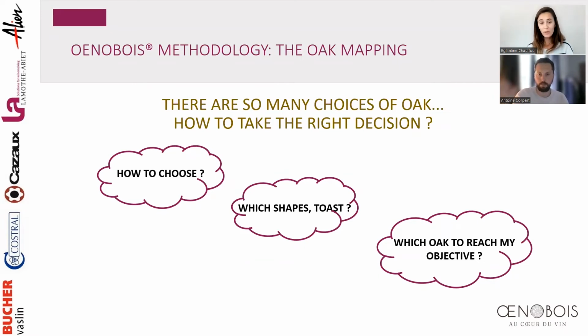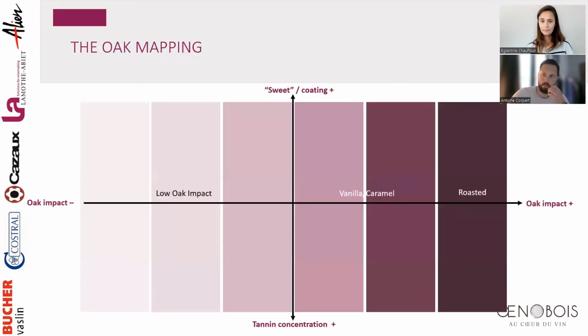So we're going to talk about how to choose which oak to use to reach your objective. And for this, we are using a method which is the oak mapping. So we are going to position and place our oak into a map, into this graph that you see in front of you, to really understand their effect. So let me explain this graph a little bit.